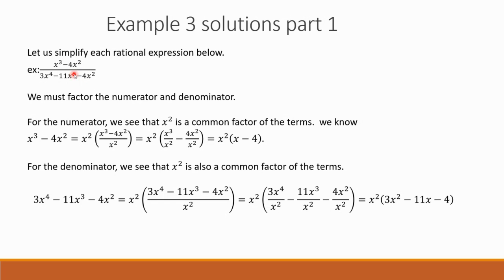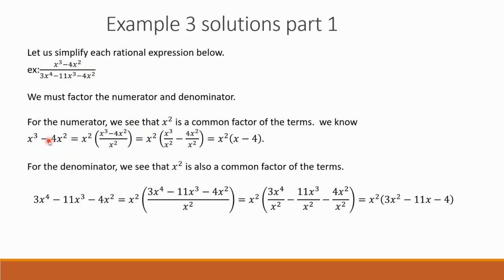Well, for the numerator, right, we can see that x squared is a common factor, mostly because x squared is the smallest power of x in the numerator and denominator, right? You can see the smallest exponent of x is 2, for both of them. So let's factor out x squared.